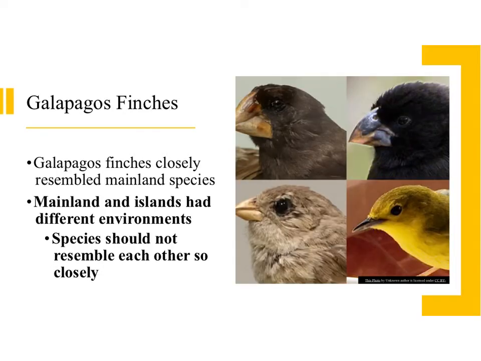And this is kind of a unique discovery. They also noticed that those finches closely resembled the mainland species. That's super weird because the mainland and the islands have extremely different environments. Normally you would expect animals on the mainland to be extremely different from animals on the island, but instead they closely resembled one another. Okay? Species shouldn't resemble each other that closely, which sparked some more curiosity and interest for Darwin.